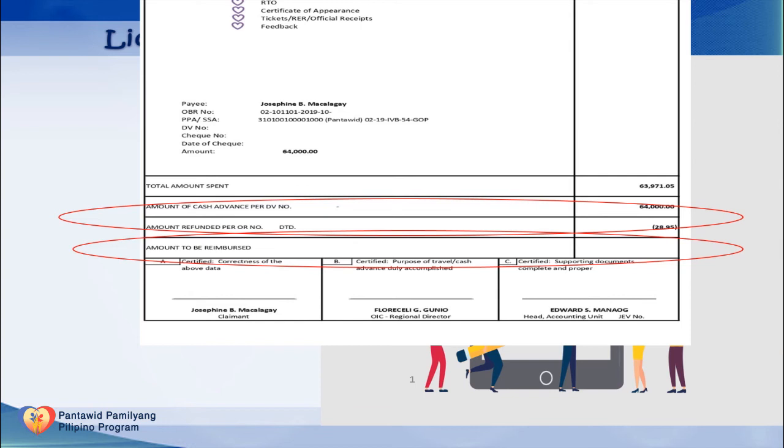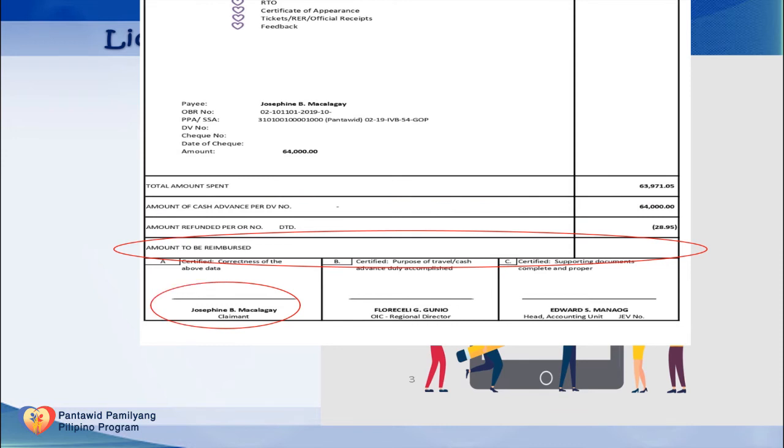The amount due to the payee or claimant representing the difference between cash advance received and the actual expenses incurred. Box A, certified: in this box, correctness of the above data, the name and signature of the employee or officer who was granted the cash advance and the date it was signed. Box B, certified: purpose of travel or cash advance duly accomplished. Name and signature of the immediate supervisor of the official or employee who incurred the expenses and the date it was signed.